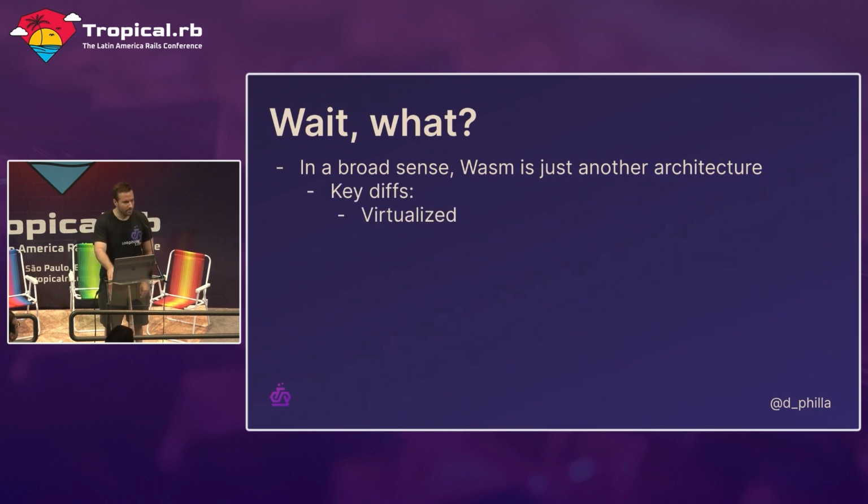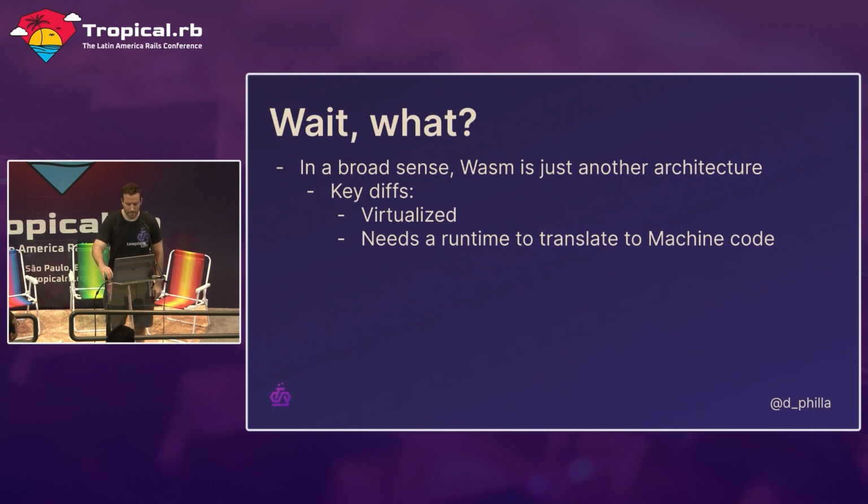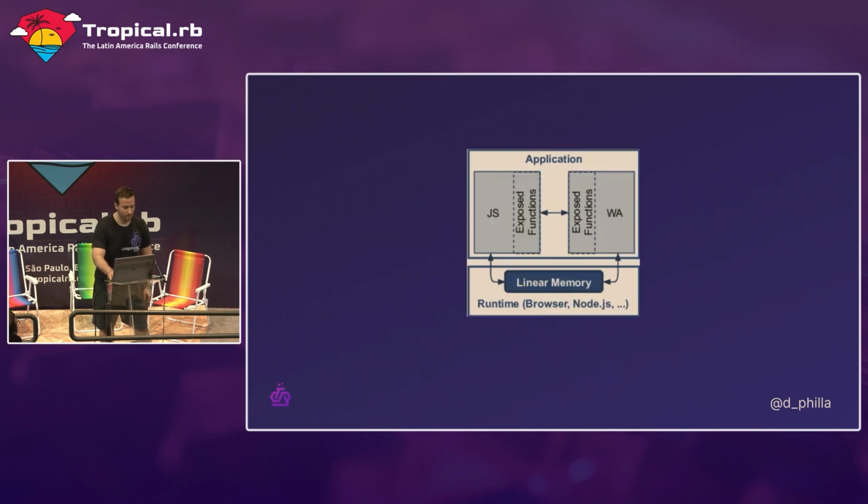Key differences are that it's virtualized. It needs a runtime to translate to machine code. And that translation step is interesting because the translation step does not necessarily mean that it's interpreted. You can use it as an interpreter, or you can also compile ahead of time, AOT compiled. And there's all sorts of optimizations that happen that turn the WebAssembly into machine code. And it's universal, right?